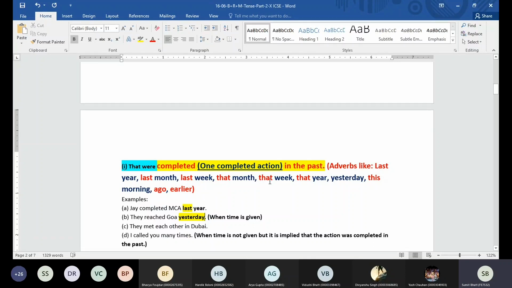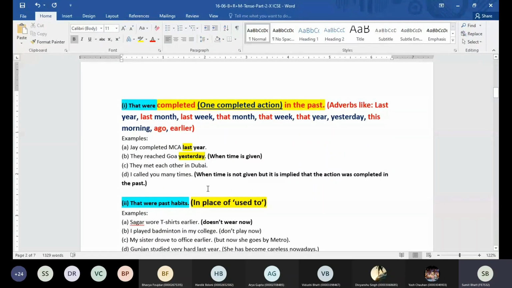Now, if you change that week into this week, which tense are we going to use? If you don't have that week, but you have this week. Present perfect. Okay, so remember, we are going to use present perfect tense if the actions are done in the recent time. But if the actions are done in the past, guys, don't go for past perfect. Go for simple past there. All right.